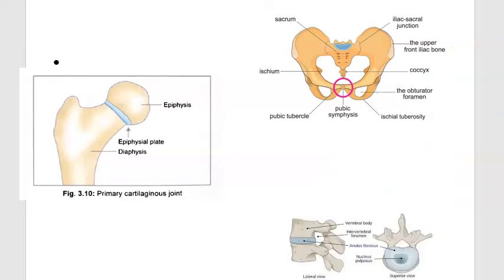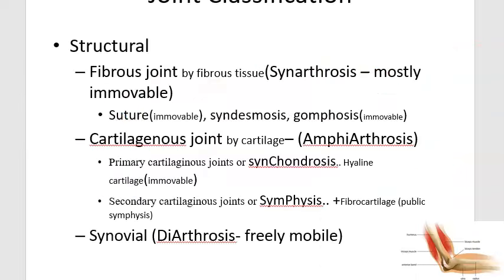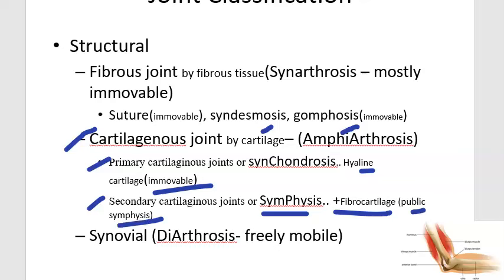Okay, so let's get back to our classification. So here you can see, people, cartilaginous joints are joined by what? Cartilage, that is the fevicol. It is also called amphiarthrosis. Here you have primary and secondary. Primary cartilaginous joints have hyaline cartilage. They are immovable, like between the epiphysis and the diaphysis, that is in the metaphyseal plate, that is the growth plate. Then you have the secondary cartilaginous joint, the symphysis, which has an extra fibrocartilage compressible pad, so they are slightly movable. Example is pubic symphysis, intervertebral disc, etc.